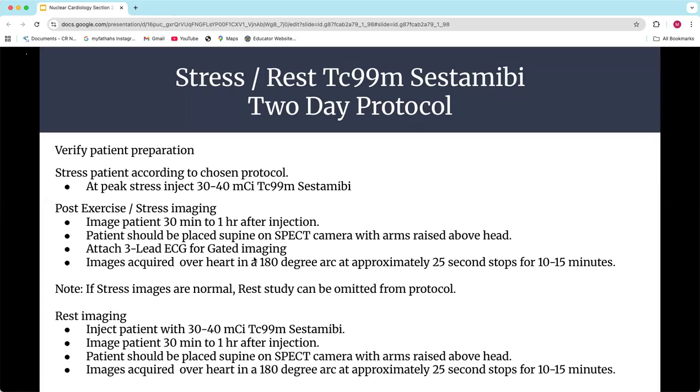Okay. So on this, you're going to, again, verify patient prep. And this is a stress first. So you're going to stress the patient according to whatever your stress protocol is. At peak stress, you're going to inject 30 to 40 millicuries of sestamibi or cardiolite, or whichever one you're using. If you're using tetrofosmin, you're going to inject that. And then post-exercise, we're going to image the patient, 30 minutes to 1 hour after injection.